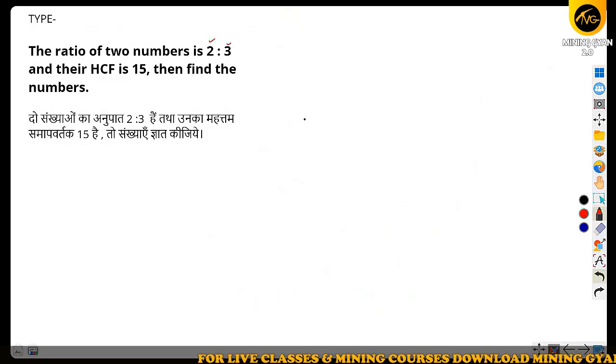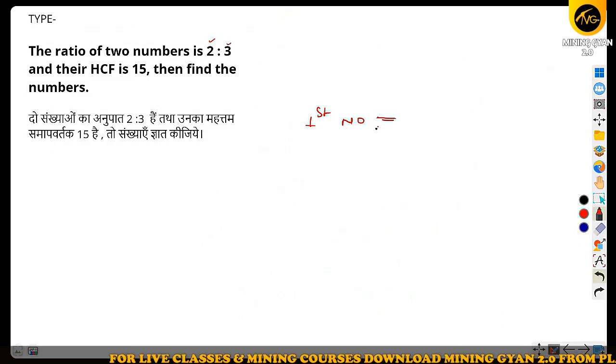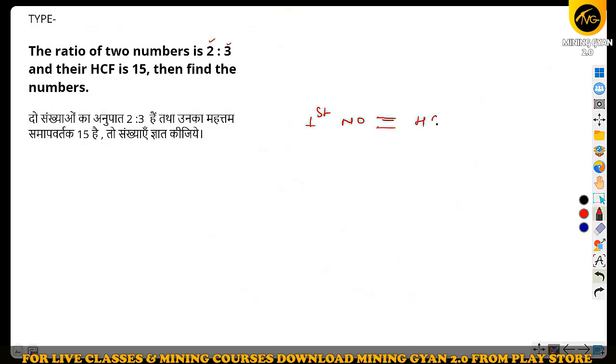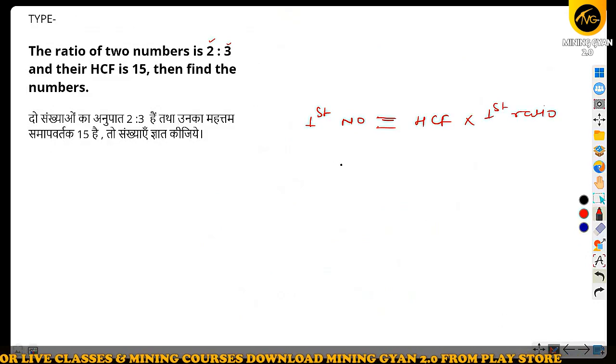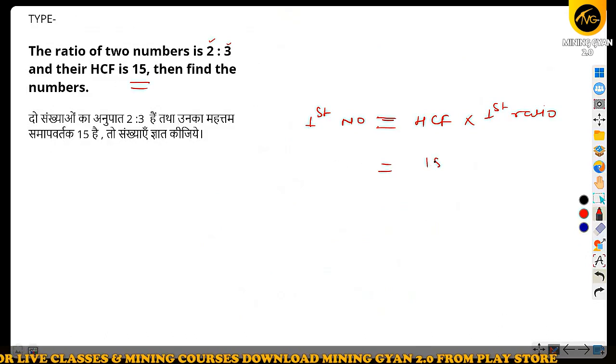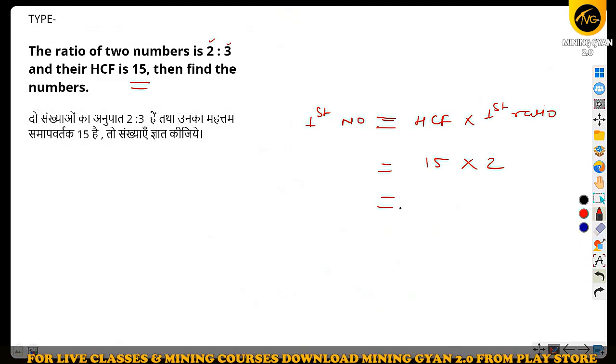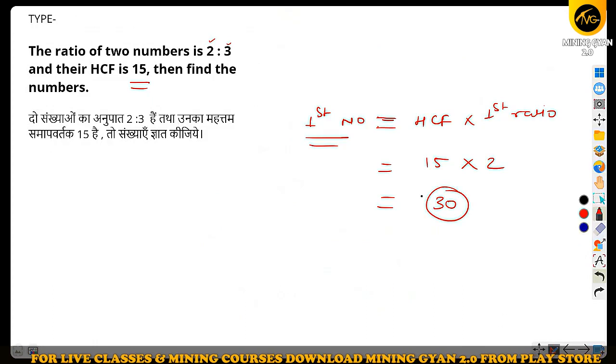What is our formula? If you want to find out the first number, it is equal to HCF into first ratio. Now, what is the HCF? 15 is the HCF in this case. So 15 into the first ratio number, that is 2. So multiply 15 into 2. Now, what is the first number? Just 30. 30 is the first number.